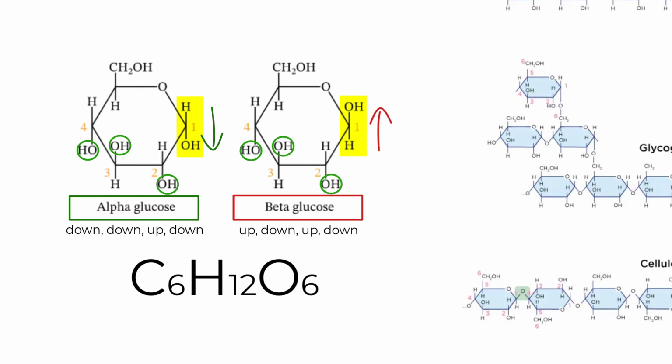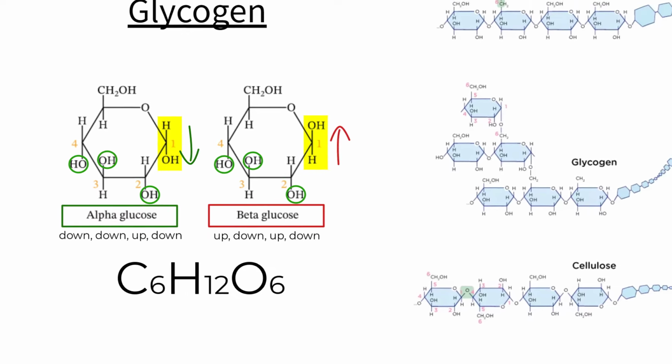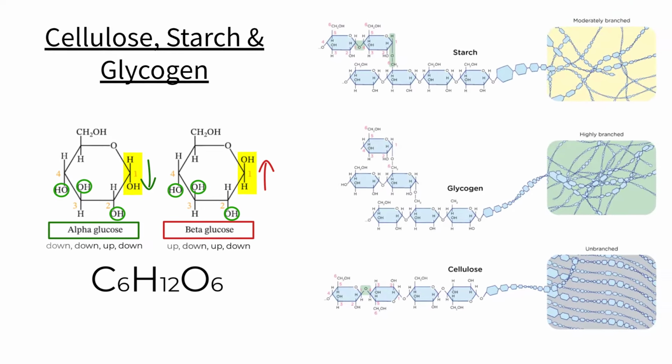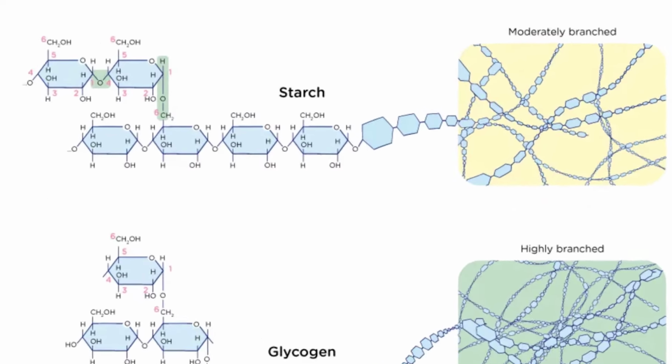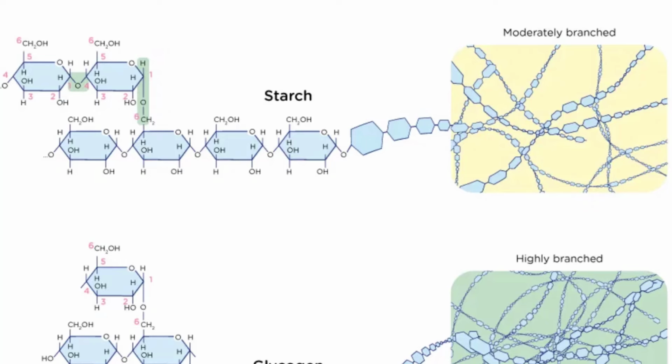Let's take a look back at our larger polysaccharides to see why these structural components are important. Starting with starch, we can see that the chain of glucose molecules contains glycosidic bonds that connect carbon 1 of one molecule to carbon 4 of another molecule. We call this a 1,4 glycosidic bond.